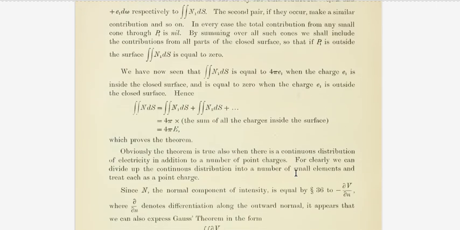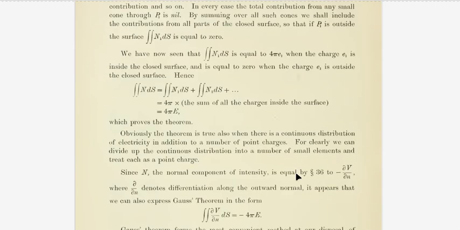We have now seen that the surface integral N1 ds is equal to 4πE1 when the charge E1 is inside the closed surface, and is equal to 0 when the charge E1 is outside the closed surface. Hence the surface integral N ds equals the surface integral N1 ds plus the surface integral N2 ds and so on, equals 4π times the sum of all the charges inside the surface, equals 4π times E, which proves the theorem.